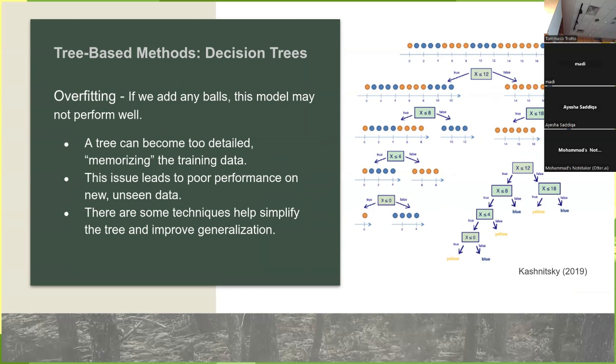However, this model might not apply very well if we add an orange ball right here. This is called overfitting, because if we add any balls to the initial data set, the model will not perform well. So a decision tree can become too detailed, memorizing the noise in the training data. And this issue leads to poor performance on new unseen data. There are some techniques to help simplify the tree and improve the generalization.